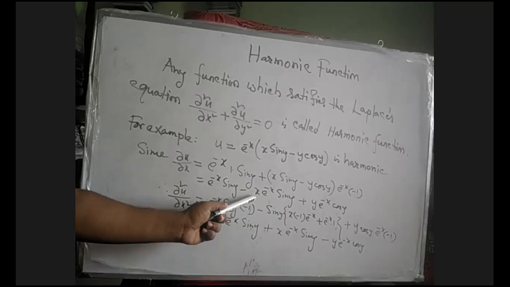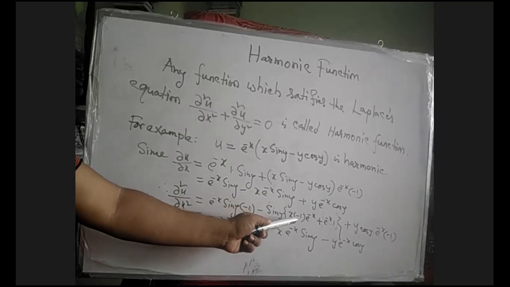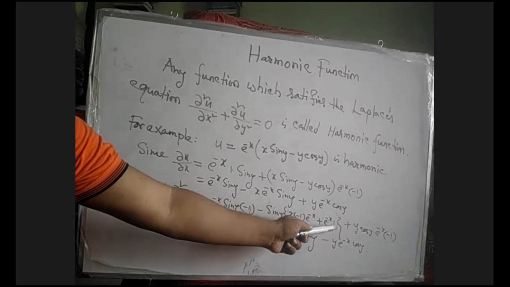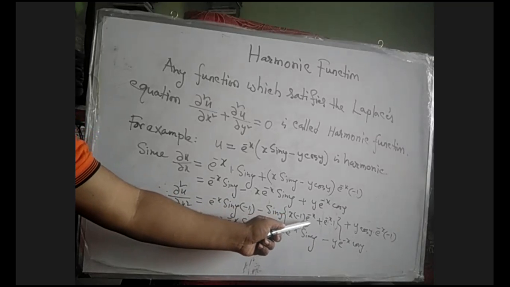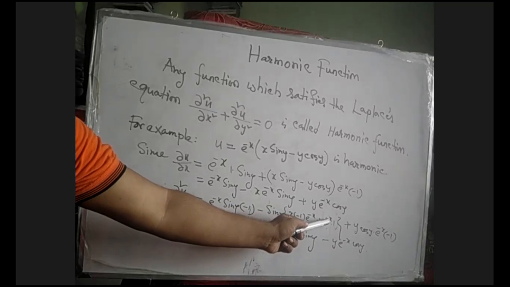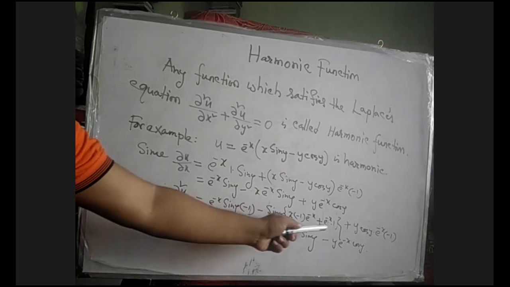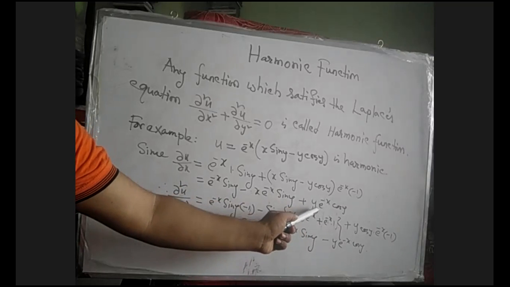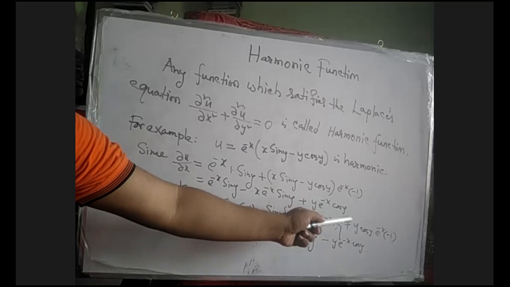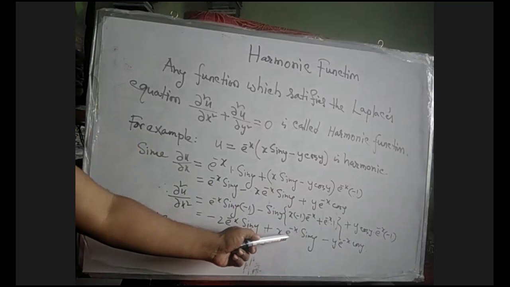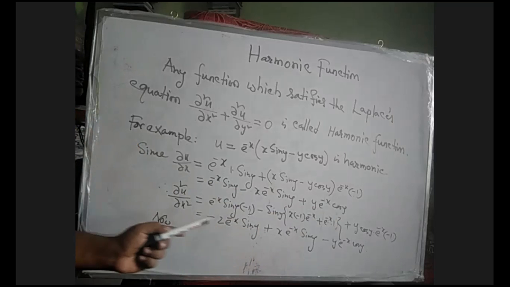And y is constant, and for x e to the power minus x we use the uv process, u into v differentiation plus v into u differentiation. So x into the differentiation of e to the power minus x, e to the power minus x into -1, plus e to the power minus x and the differentiation of x, which is 1. Then y into cos y will be constant for this partial differentiation. The differentiation of e to the power minus x is e to the power minus x into -1. So after adding and subtracting, we get this double differentiation.